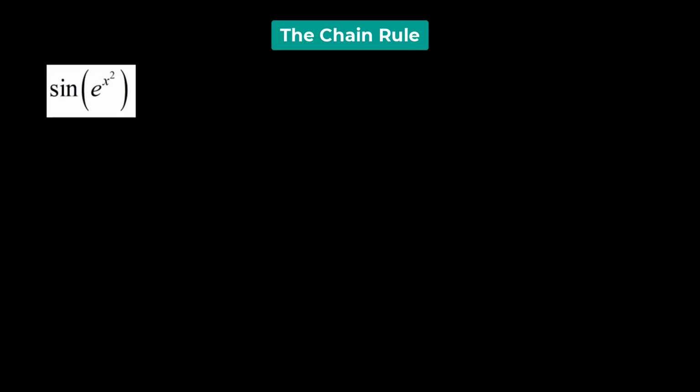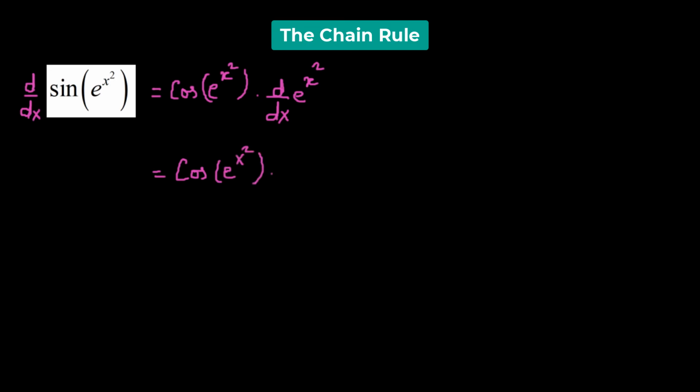So let us do another problem. Here we have sine of e raised to the power of x squared. So let's find the derivative. We're going to assume that e to the x squared is equivalent to x. So that means we should get cosine of x, which is the derivative of the sine function. We'll have cosine of e raised to the power x squared, which we have assumed is equal to x, times the derivative of our assumption, which is e raised to the power of x squared.